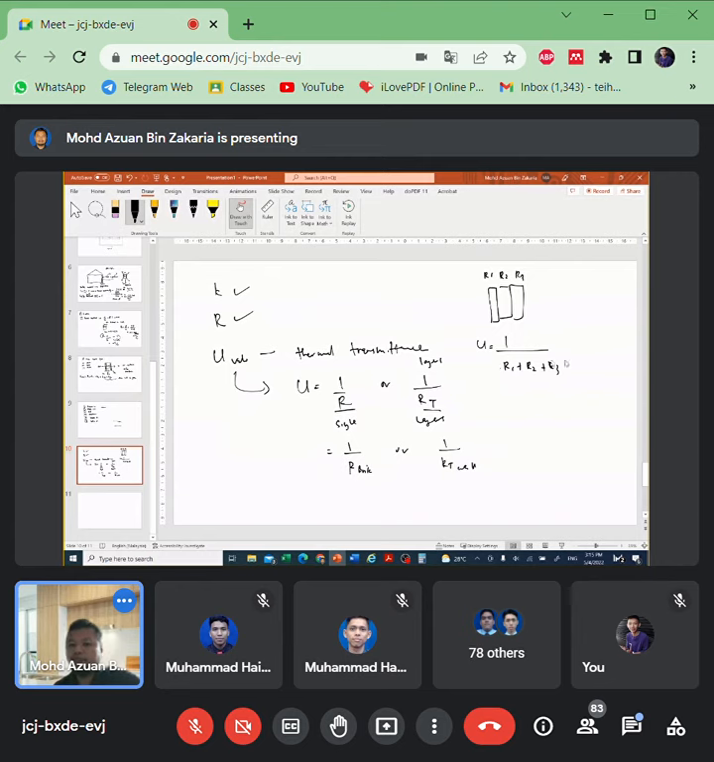This is correct. Not correct: it is not like this. U is 1 over R1 plus 1 over R2 plus 1 over R3. This is not correct. If you calculate one by one and then sum up, it will bring a different result. So you need to total up first and then divide one by the total. So this is the way to calculate R total and U value.